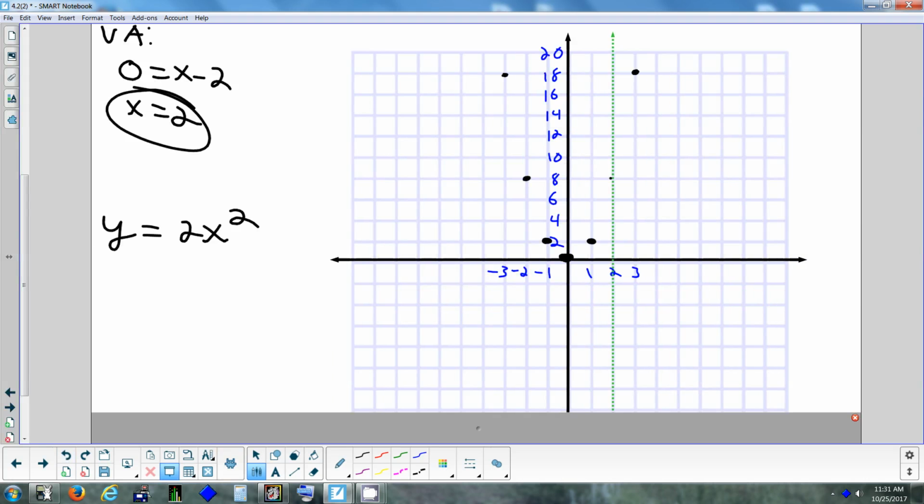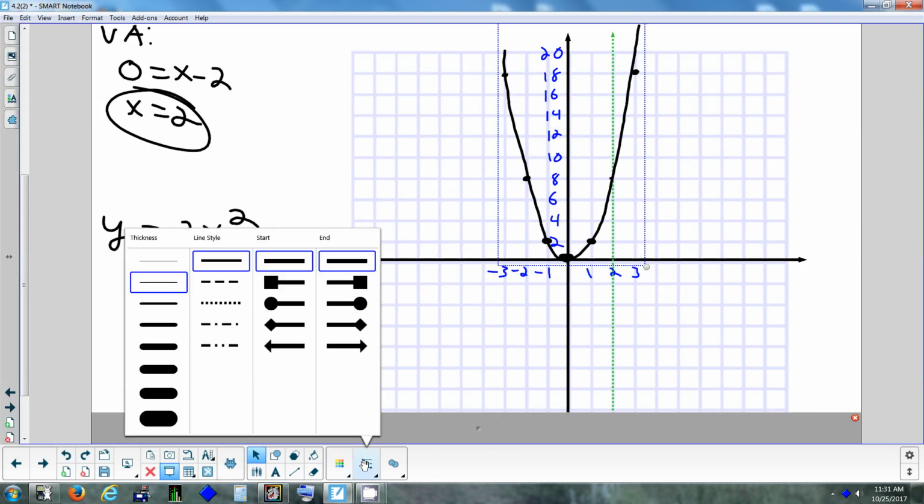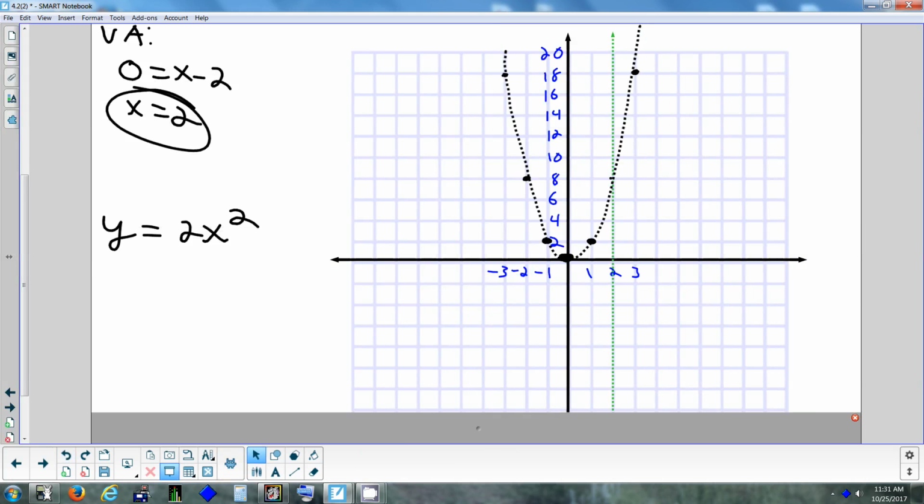Okay, now I'm going to draw my parabola the best I can, but I'm going to make it dotted after I do it. Okay, so have your parabola go like that. Make it dotted so we know that it's an asymptote. And remember that in this section around here, it's not going to connect, because it can't cross that vertical line.